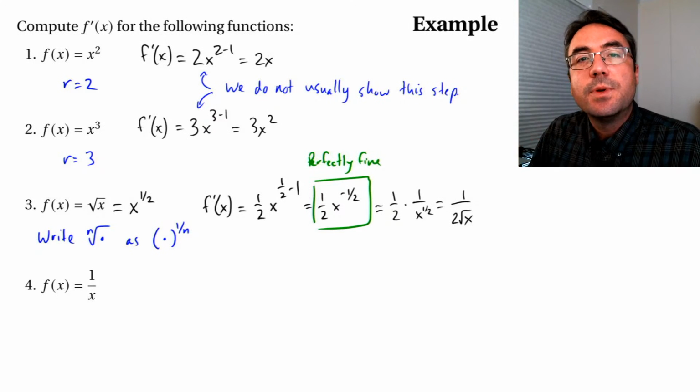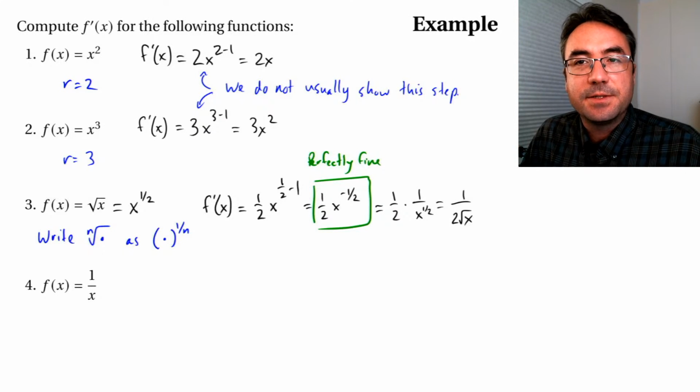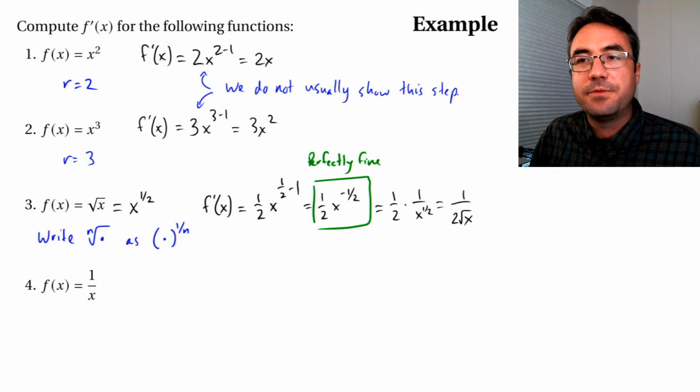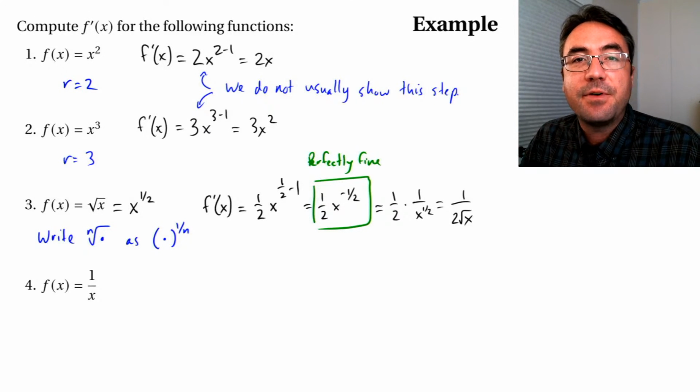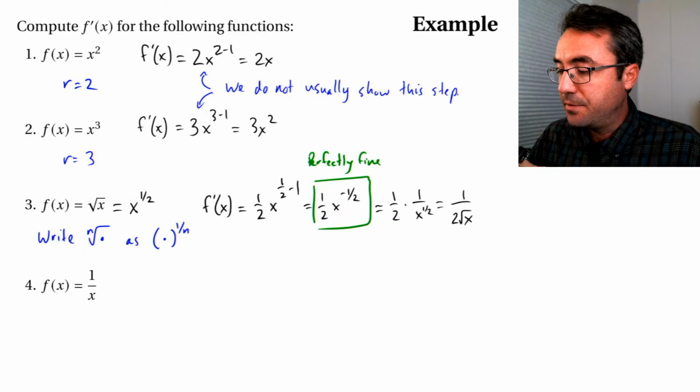So sometimes we might need to rewrite these after we've done the differentiation. But for purposes of just getting the derivative, it's perfectly fine to stop with that 1/2 x to the negative 1/2. Perfectly fine to stop there.